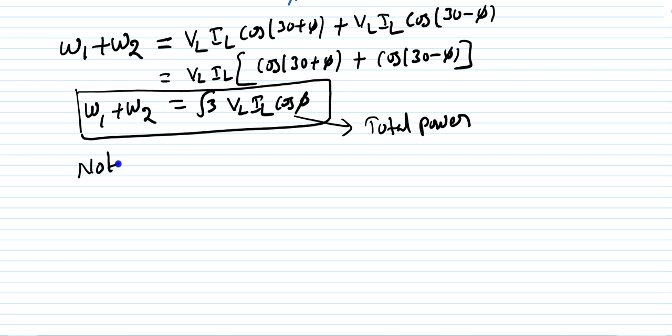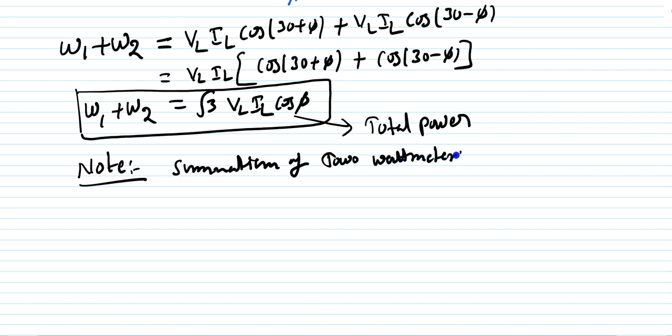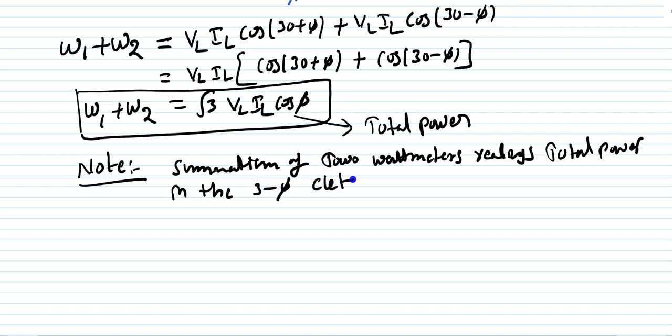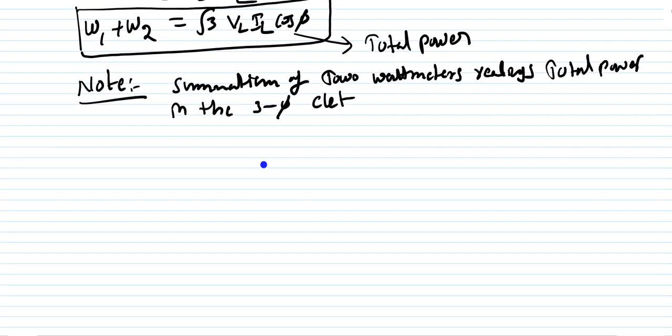It means that you can put one note here: the summation of the two wattmeter readings gives the total power in this three phase circuit. That is the meaning of this. W1 plus W2 is equal to root 3 VL IL cos phi. This is the total active power. You can get the total active power of the circuit by adding the readings of wattmeter 1 and wattmeter 2. That is one of the important observations we made here.